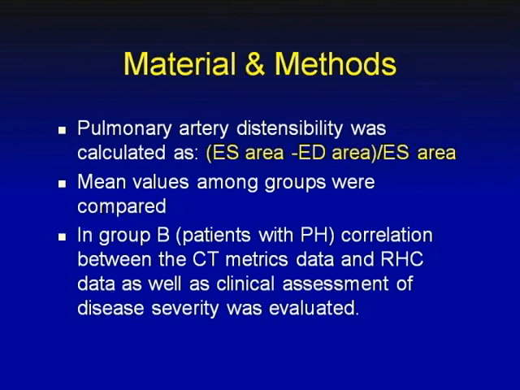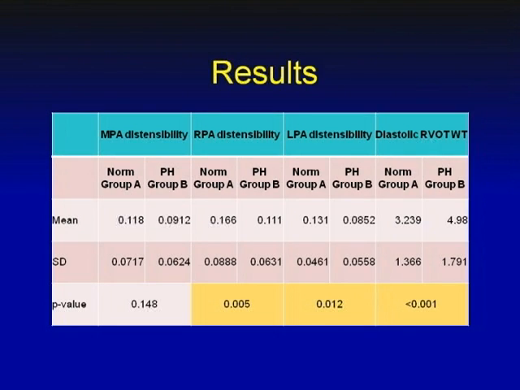The pulmonary artery distensibility was calculated using this formula: end systolic area minus end diastolic area divided by end systolic area. The mean values among groups were compared, and in group B, those patients who had pulmonary hypertension, correlation of these CT metrics was done along with right heart catheterization data. So this slide summarizes the results. Here is the main pulmonary artery distensibility.